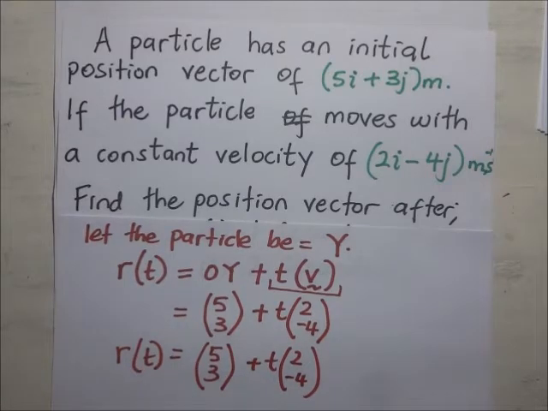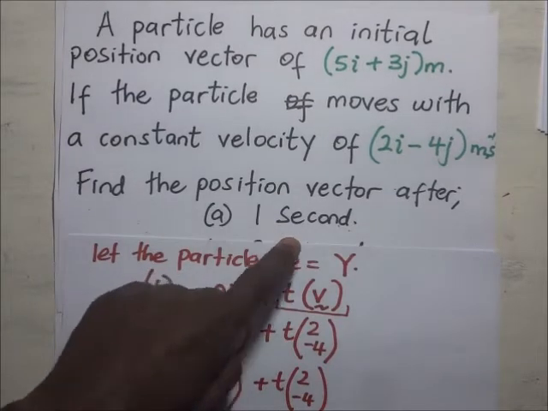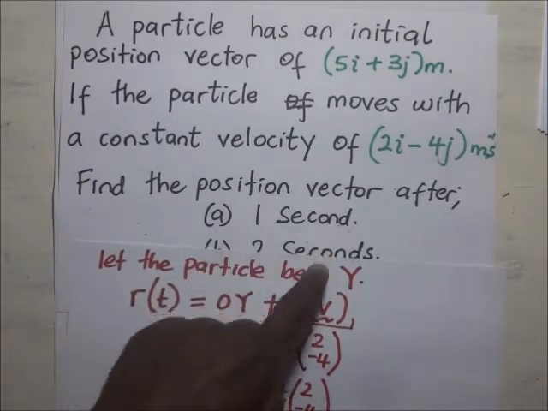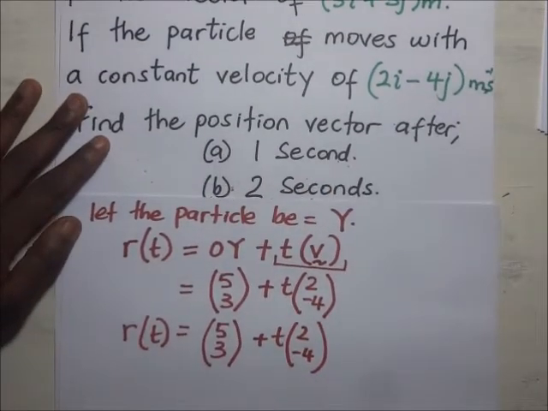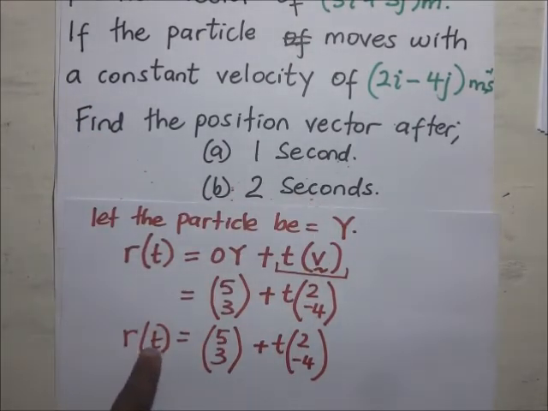t can be anything. But now the question is telling us to find the position vector after 1 second. So to find the position vector after 1 second, we are simply going to substitute the value of 1 here. Then part B, after 2 seconds, we are going to substitute the value of 2 here, and we shall get our respective answers.